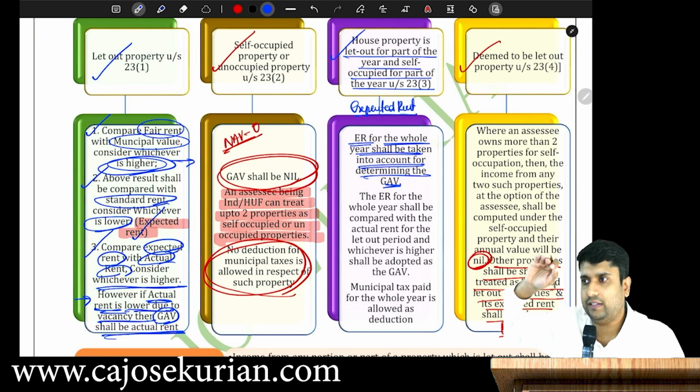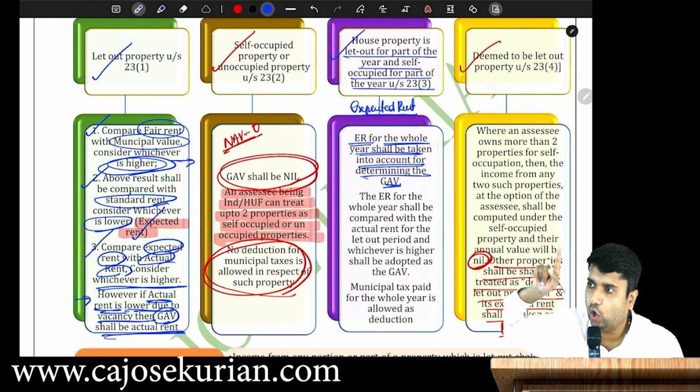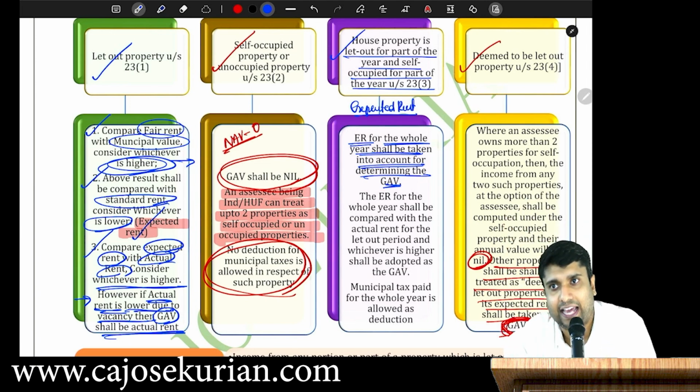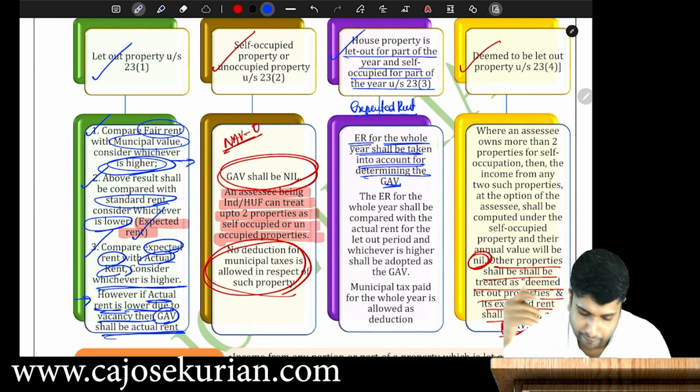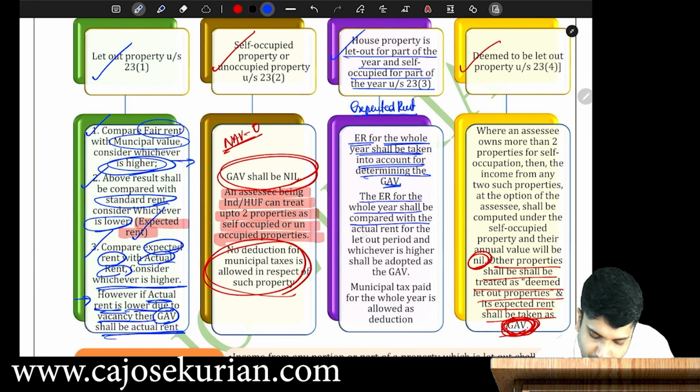That means you take the fair rent, compare it with the municipal value and pick the higher. That higher has to be compared with the standard rent and you pick the lower. You do this for the whole year, whether it is self-occupied or let out. So don't worry: take the entire expected rent for the whole year. Then the expected rent for the whole year shall be compared with the actual rent for the let out period, and whichever is higher shall be adopted as the GAV.